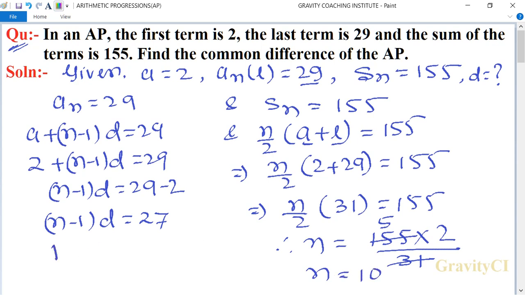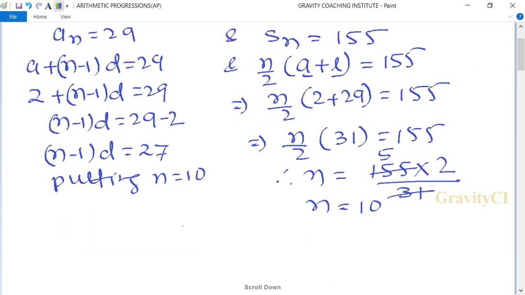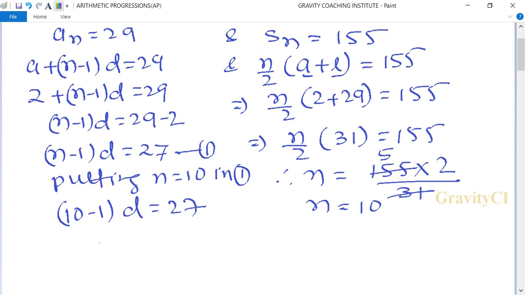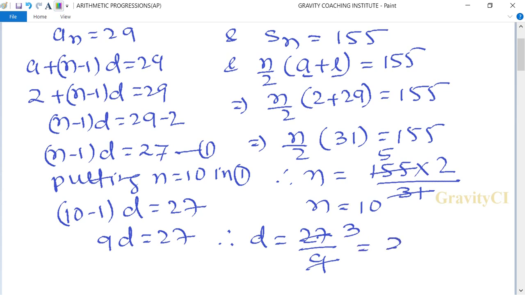So now putting n equal to 10 in equation 1, we get 10 minus 1 d is equal to 27. So 9d is equal to 27. So therefore d is equal to 27 upon 9. 9 times 3 is 27. So 3 is the required answer.